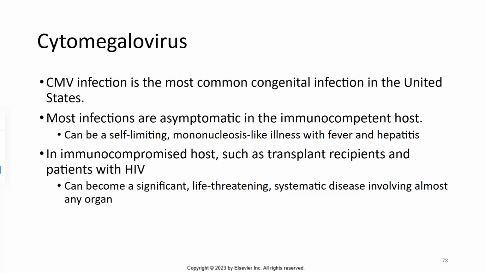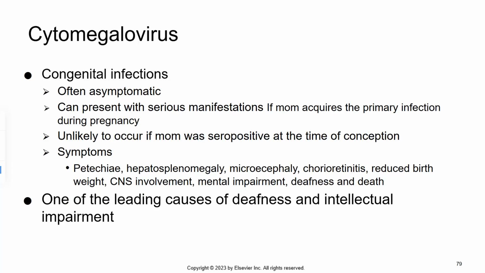Most infections are asymptomatic in the immunocompetent host. Can be a self-limiting mononucleosis-like illness with fever and hepatitis. In immunocompromised hosts, such as transplant recipients and patients with HIV, it can become a significant life-threatening systemic disease involving almost any organ. Congenital infections are often asymptomatic but can present with serious manifestations if the mom acquires a primary infection during pregnancy. It's unlikely to occur if the mom was seropositive at the time of conception. Symptoms are listed below. This is one of the leading causes of deafness and intellectual impairment in the neonate.